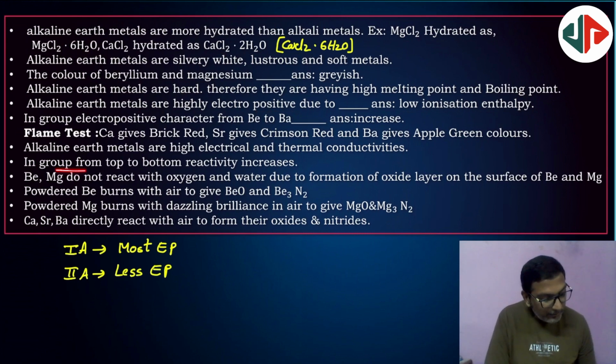Next, in a group from top to bottom, reactivity increases from beryllium to barium. Next, beryllium and magnesium do not react with oxygen and water due to formation of a protective layer on the surface of beryllium and magnesium. Next, powdered beryllium burns in air to give BeO and Be3N2, both oxide and nitride. Next, powdered magnesium burns with dazzling brilliance, brilliant white light, to form oxide and nitride.